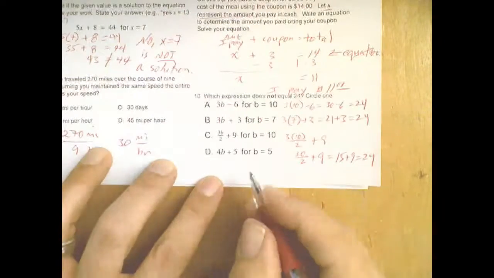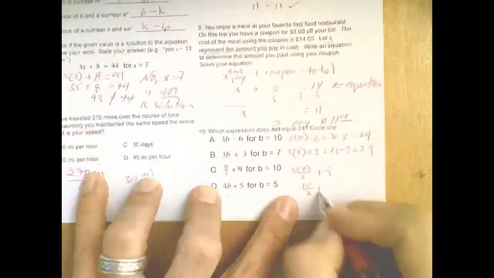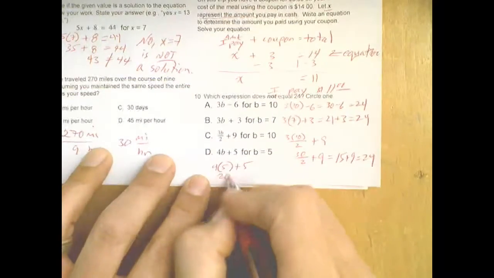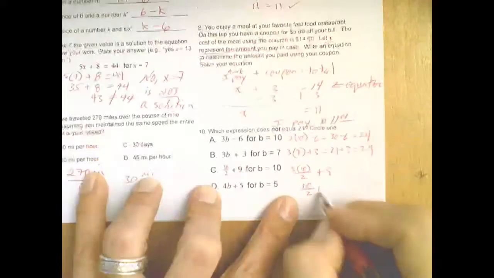Last one. 4 times 5 plus 5, that leaves me 20 plus 5. Oh, 20 plus 5 is 25. Yeah, so D does not equal 24.